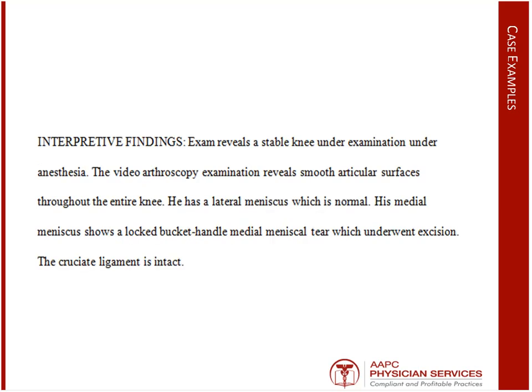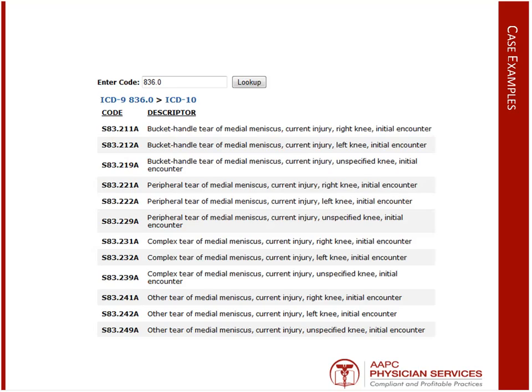And then the last case example, we have a stable knee under exam, under anesthesia. They did an arthroscopy looking at smooth articular surfaces throughout the entire knee. He's got a lateral meniscus that's normal. He has a locked bucket handle meniscal tear, and they excised it. They did excision of the tear. Cruciate ligament is intact. Once again, looking at that case study, you see absolutely nothing that tells us which knee is being worked on. These examples I've been showing are actual cases that we have coded.